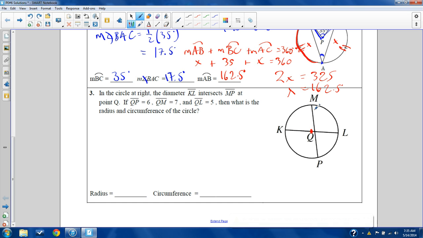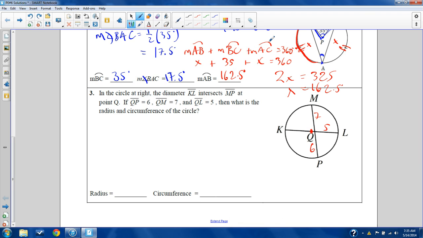In fact, here's a good way of knowing that it's not the center. It says if QP is 6, go ahead and write this down as you see it, QM is 7, and QL is 5. Okay, before I continue with the question, if Q was the center, these would all be congruent, because these would all be radii. You know they're not congruent, so you know they're not radii. So you know Q's not the center anyway. So if that's all true, it asks then what is the radius and circumference of the circle?